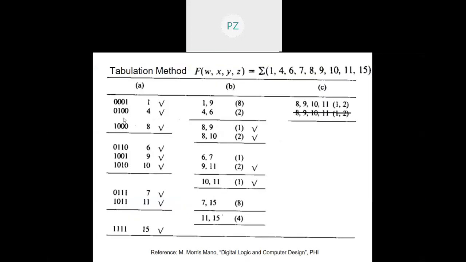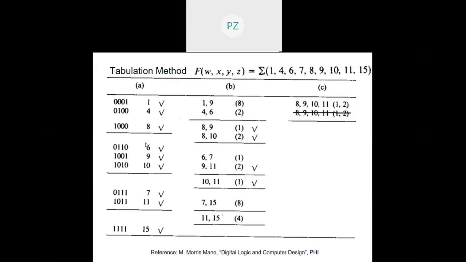See, in the first group, I should have the minterms 1, 4, and 8, because all three of them have a single one in them, right? And I must tick them here. You see, 1, 4, and 8. And see, they are not in a sequence. So it is all the more important that you keep ticking them. So I must tick 1, 4, and 8 because they have been covered in the first group.